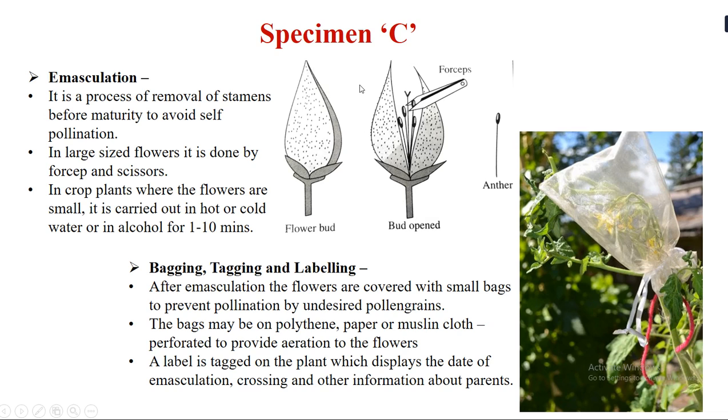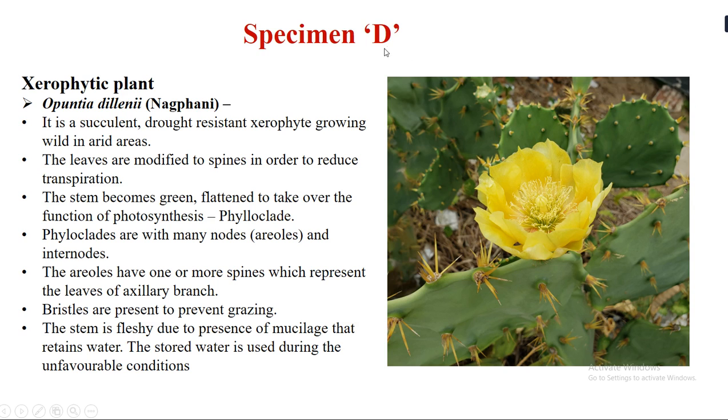Now let us move to the next specimen, spot D. Spot D has a number of specimens, and these specimens are broadly divided into two groups of plants. It can be either xerophytic plants or aquatic plants. There are 3 xerophytic plants, and then we'll go to the aquatic plants.